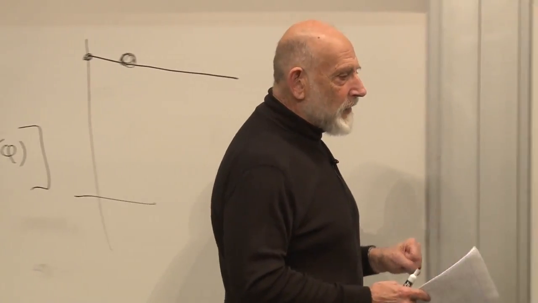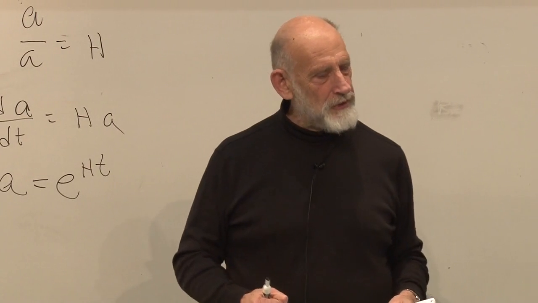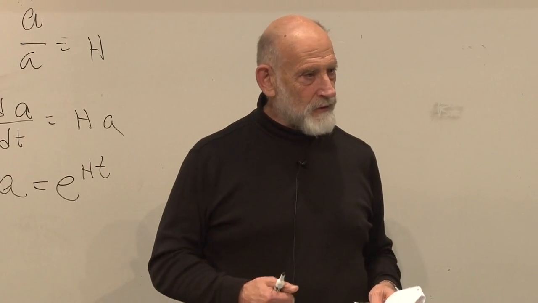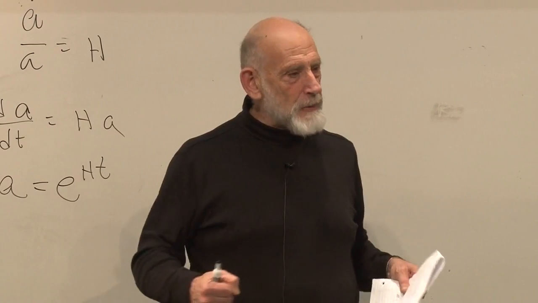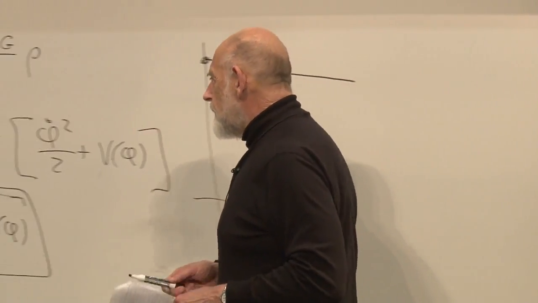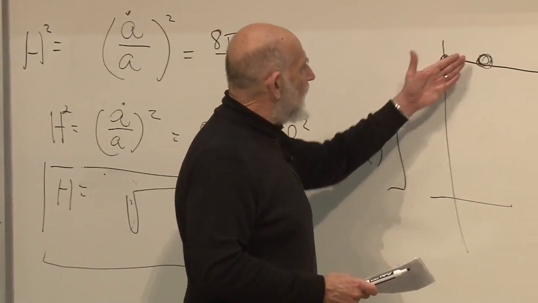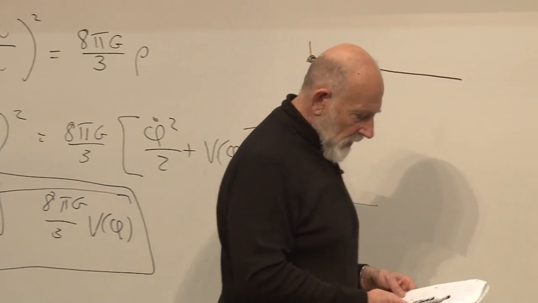Right. It's not A which is experiencing viscosity, it's phi. So there's no viscous drag on the expansion of the universe. That's not what's going on here. The viscous drag is on the evolution of the field, which is keeping it pretty constant. All right.